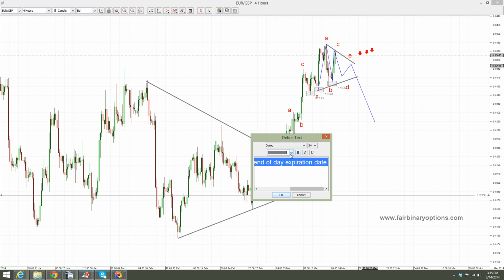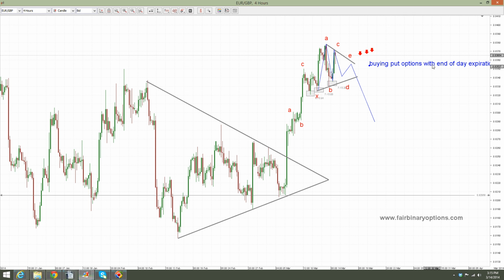And let's see what the market thinks of our analysis. So the setup calls for the triangle here to make a leg lower.